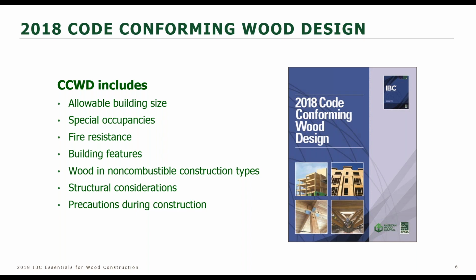These are the topics that the CWD covers in the form of providing an index to the building code. And we'll cover all these topics today, but they won't be in this order. I'm going to start out with fire resistance and construction types, and then we'll move through building size and other topics. Chapter 23 considerations will end up with precautions during construction.